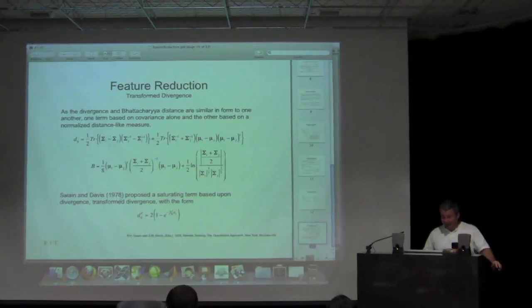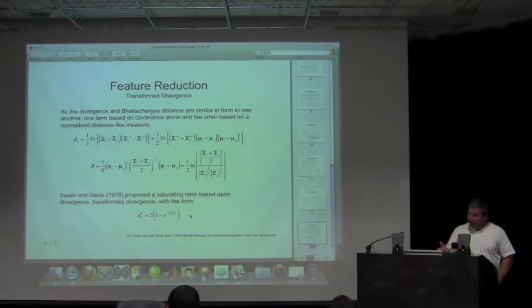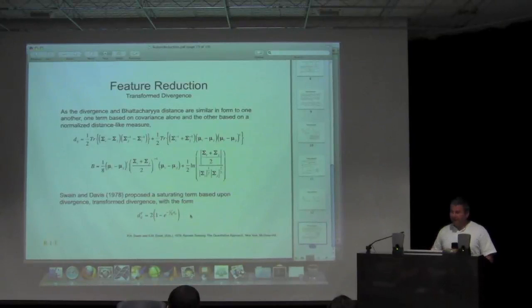Let's do this. So they went ahead and published that non-saturating divergence term called transform divergence. And if you had to choose which one worked better, it's a hard decision to make because they're so similar to one another to begin with. Which one would you rather compute? The ones with all the matrices. What's that? I'd rather compute this one.